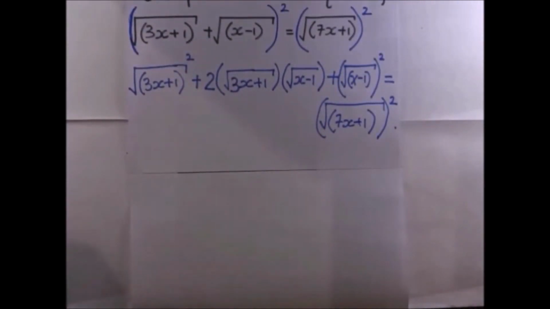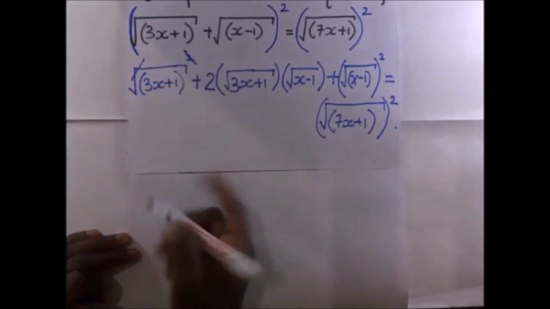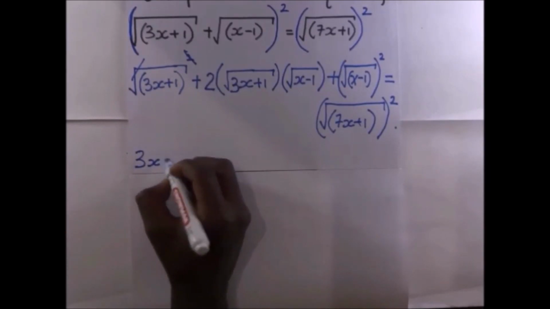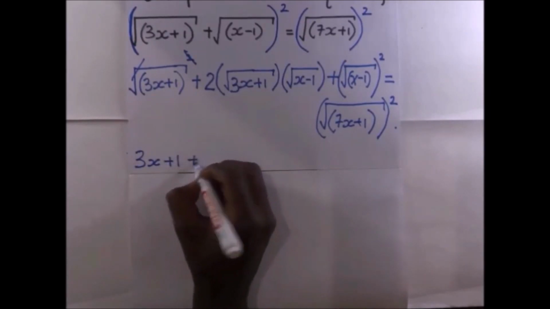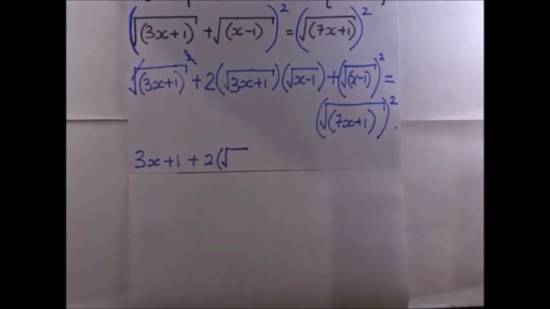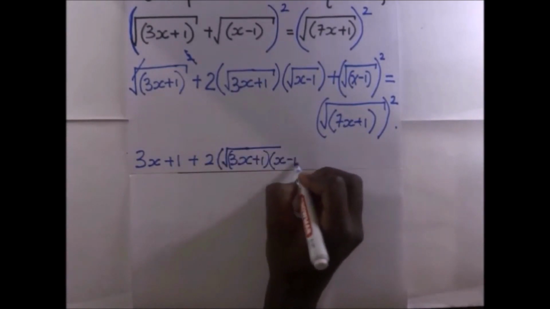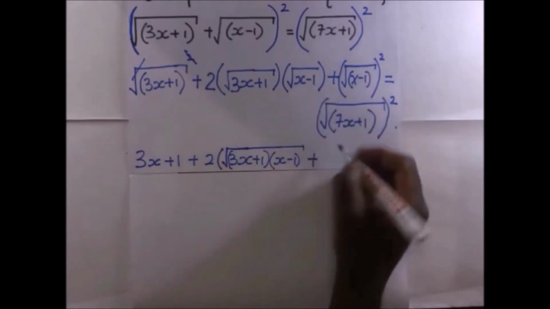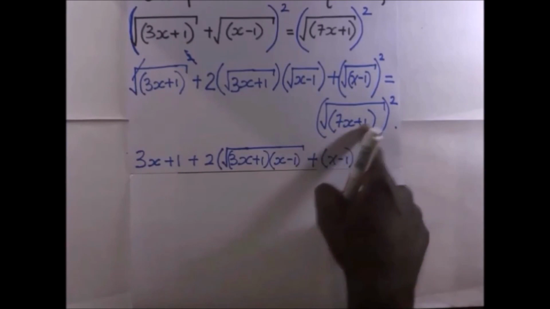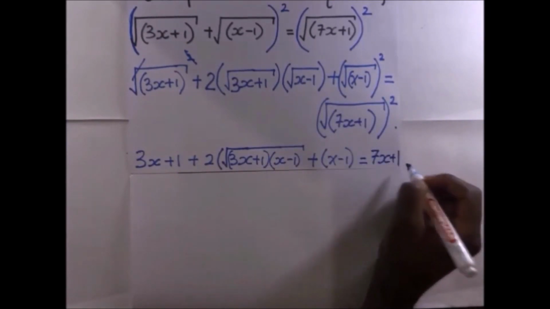So it means that this square root sign dies with that. So this, we are going to remain with 3x plus 1 plus 2 into that is plus that, is going to give us this squared. This square root sign goes with that, it remains like that.